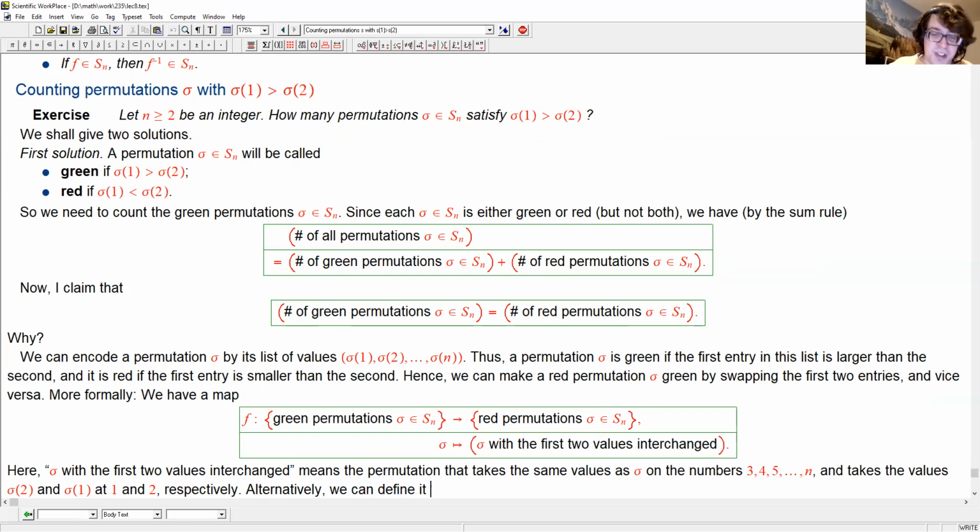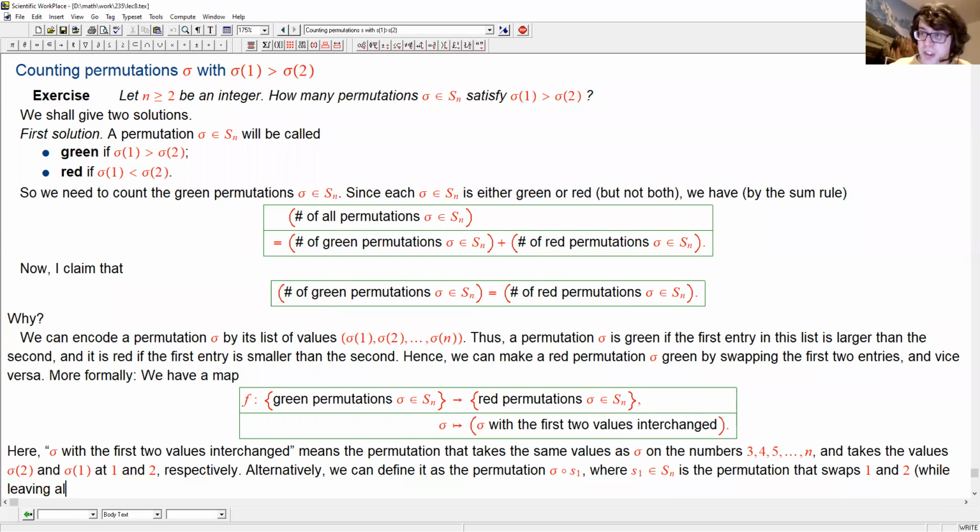Alternatively, we can define it as the permutation sigma composed with S1, where S1 is a permutation that swaps 1 and 2 while leaving all other numbers unchanged. Because what happens when you compose sigma with S1? It means that 1 now gets sent to 2 and then to sigma of 2. And 2 gets sent to 1 and then to sigma of 1. So the 1 and 2 get swapped before you apply sigma to them. All the other values just get sent through to sigma.